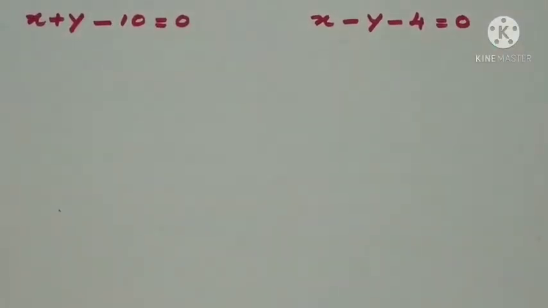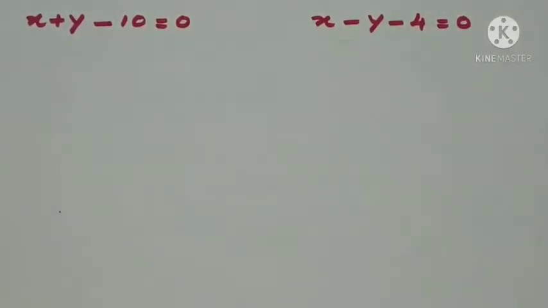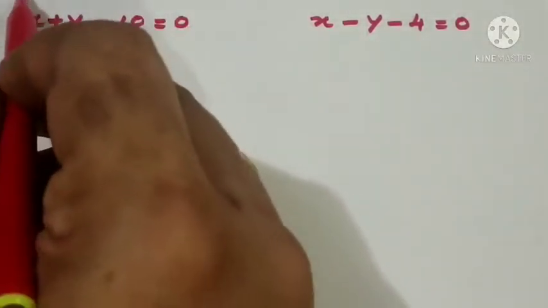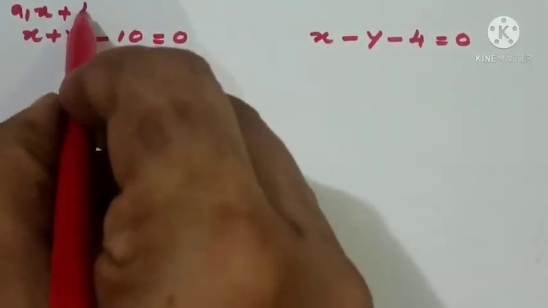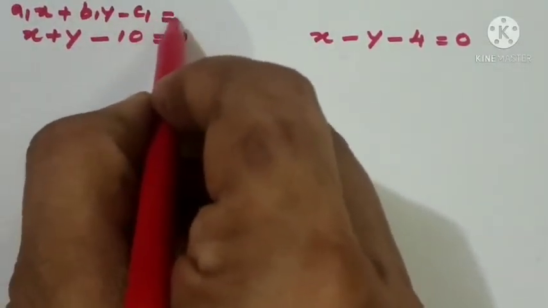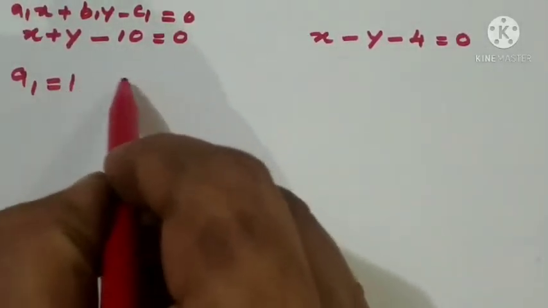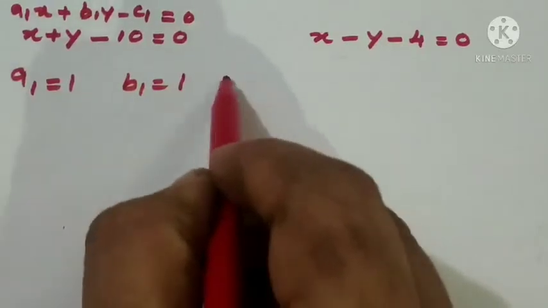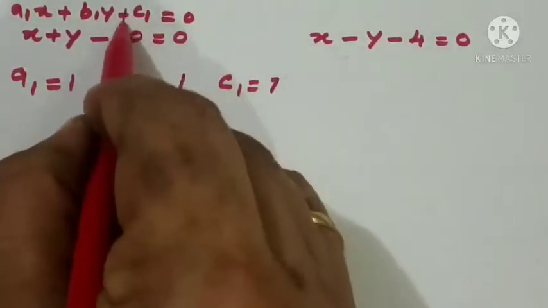So the two equations which we have used for the present question are x plus y minus 10 equal to 0 and x minus y minus 4 equal to 0. So these are the two equations. We compare them with the general equation a1 x plus b1 y plus c1 equal to 0. We know that a1 equal to 1, b1 equal to 1, and c1 equal to minus 10.